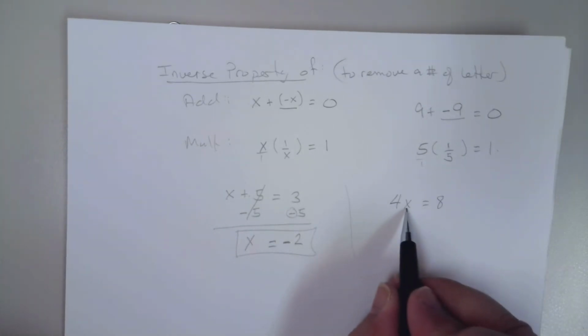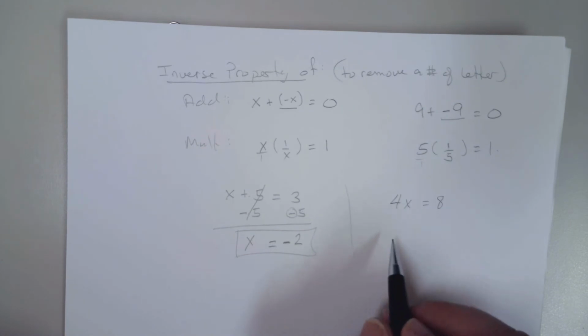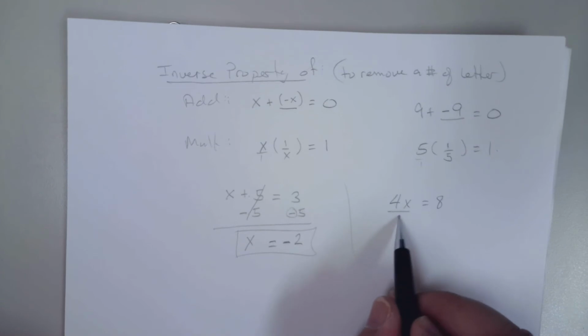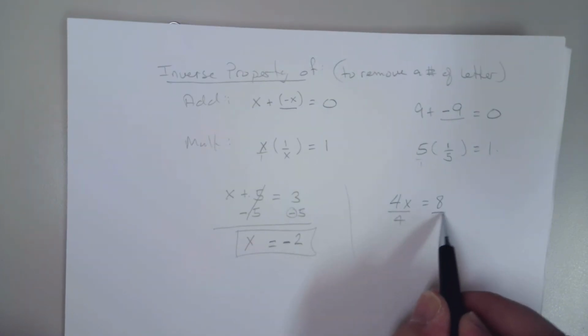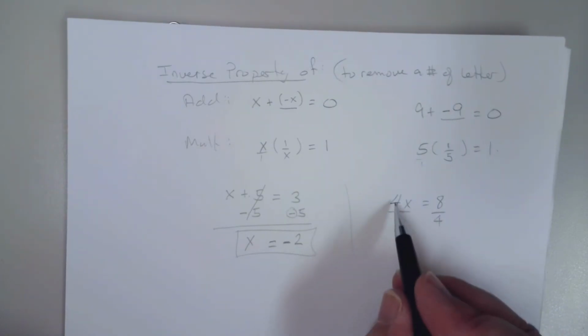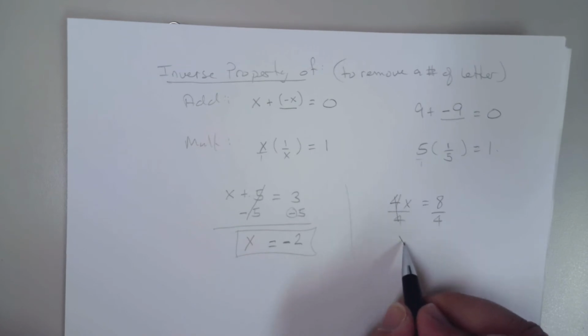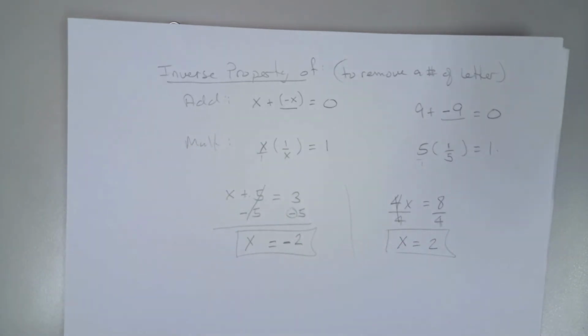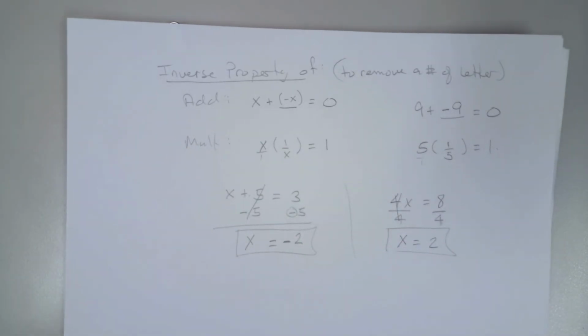If you have your variable connected to something by multiplication, what's the opposite of multiplication? Division. So I divide both sides by 4. The 4's cancel. 8 divided by 4 is 2. So that's what we use the inverse property for, to solve for variables.